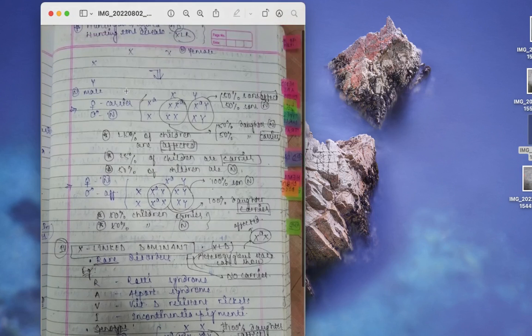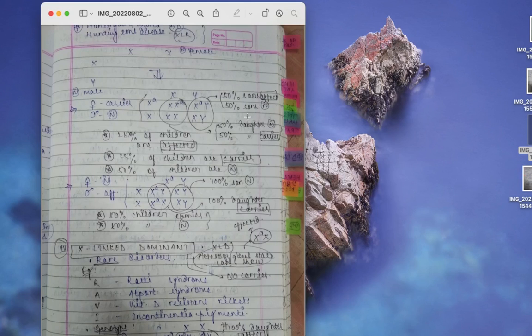As you can see here, if a normal female marries a normal male, the females will be carriers and the males will be normal. Here's the pedigree I have made. Just to make it clear, we are considering that the female is a carrier and the male is normal. So if the female is the carrier, 50% of the sons will be affected, 50% of the sons will be normal, 50% of the daughters will be normal, and 50% of the daughters will be carriers.